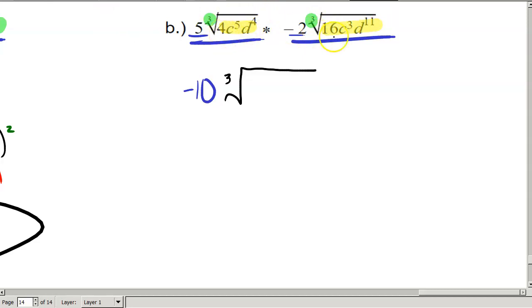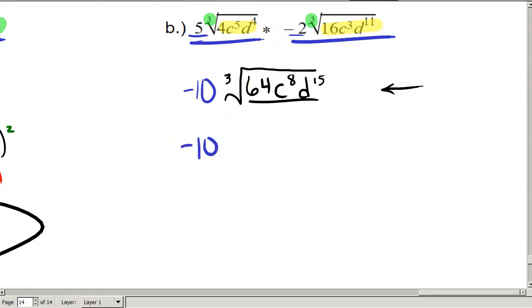So if I look at that, I have 4 times 16, which is 64. So this will be 64. I have c to the 5th times c to the 3rd, which is c to the 8th. And I have d to the 4th times d to the 11th, which is d to the 15th. So there's my answer so far. But again, we're going to simplify this down. So my index here is a third root, or a cube root. And I want to see, all right, how many perfect cubes can I make of all these terms right here? So the first one's 64, right? So I'm going to reduce this.